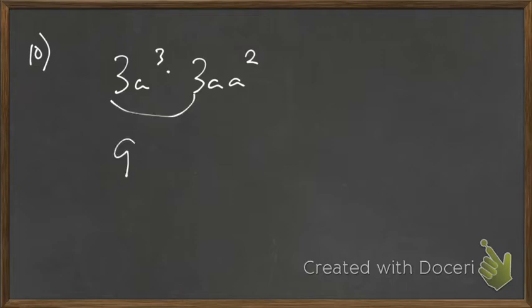Number 10, 3a cubed times 3a squared. So my 3's multiplied to be 9. My a cubed, a squared, and a make a to the 6th. Number 11.